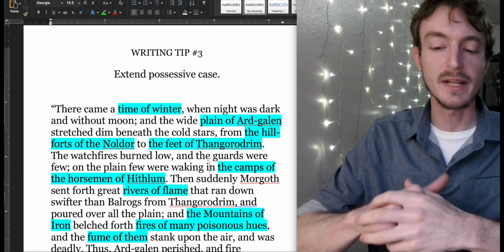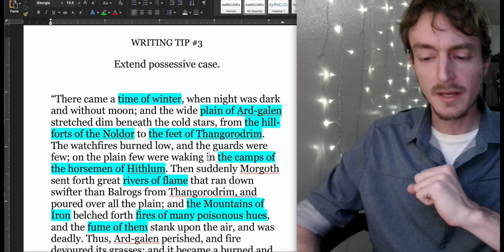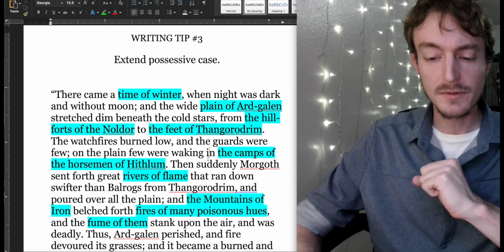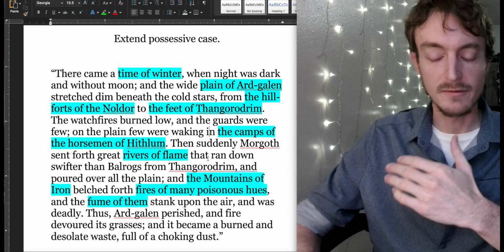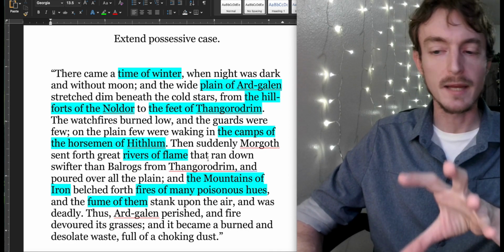Rivers of flame, instead of like flaming rivers. Mountains of iron instead of like iron mountains. Fires of many poisonous hues. Fume of them instead of their fume or something like that. But he used the word of to indicate possessive case.